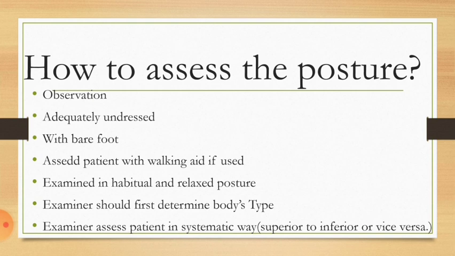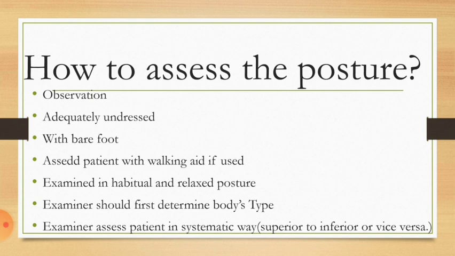Examine in the habitual and relaxed posture that the patient usually adopts. The examiner should first determine body type. Three body types are ectomorphic, mesomorphic and endomorphic. Ectomorphic is a person who has a thin body build. Mesomorphic has a muscular body build. Endomorphic has a heavy or fat body build.